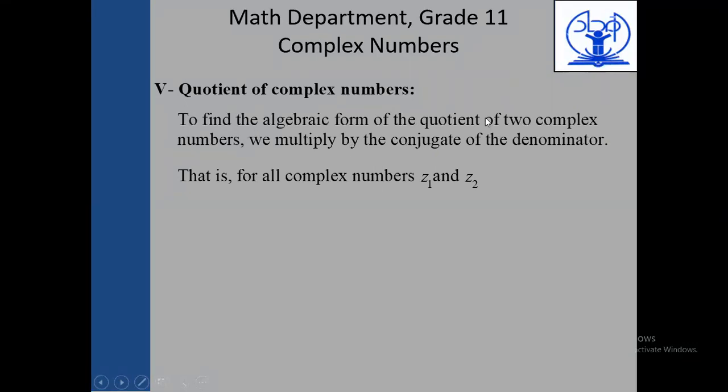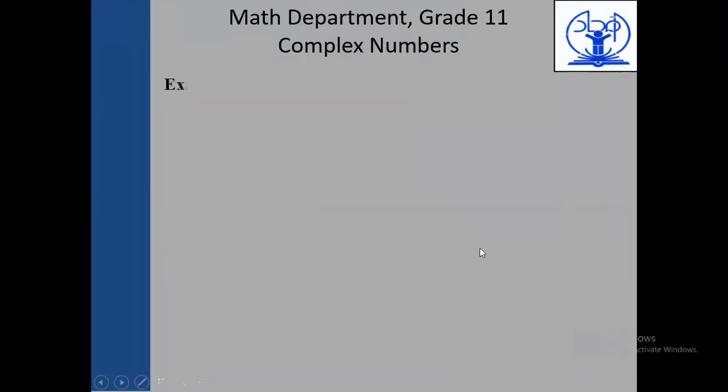To find the algebraic form of the quotient of two complex numbers, we multiply by the conjugate of the denominator. That is, for all complex numbers z1 and z2, we have z1 over z2, taking into consideration that z2 is a non-zero complex number, you multiply by the conjugate of the denominator. So you multiply by z2 bar up and down. Why is that, you think? Because when you multiply z2 times z2 bar, you will get rid of i, and consequently you can get the algebraic form of the quotient.